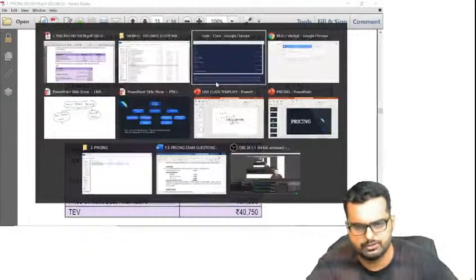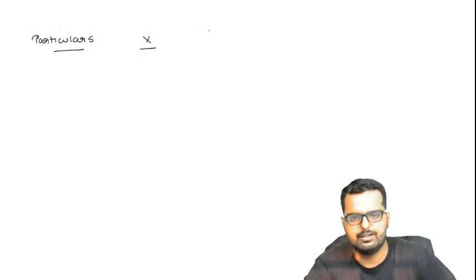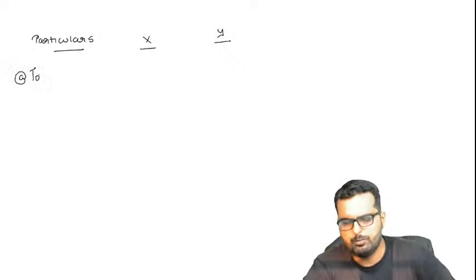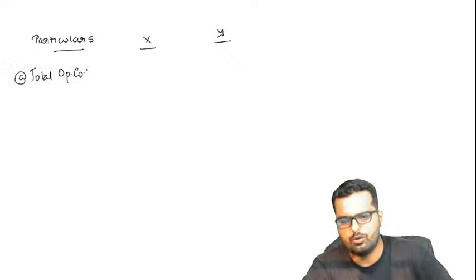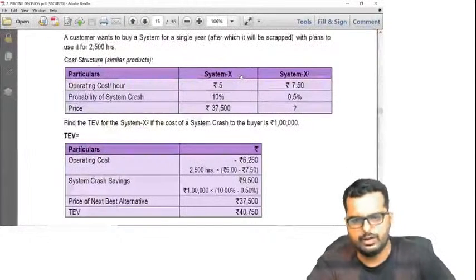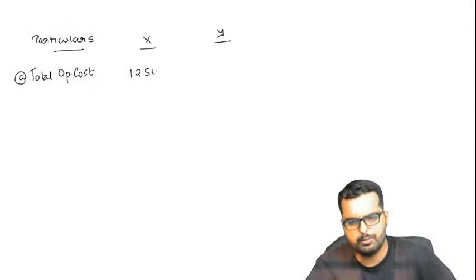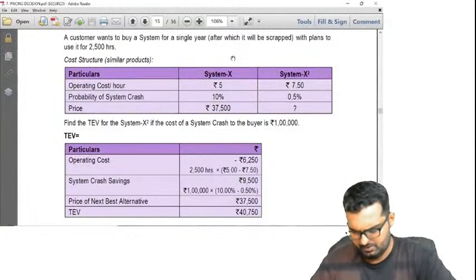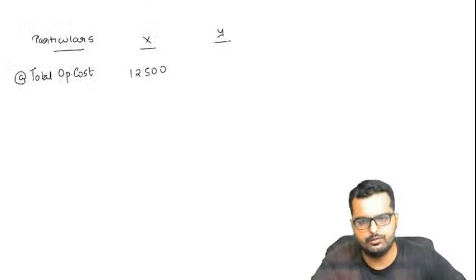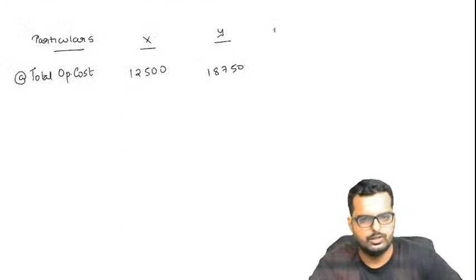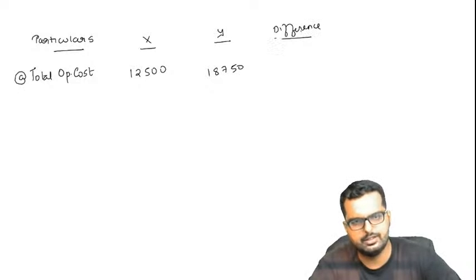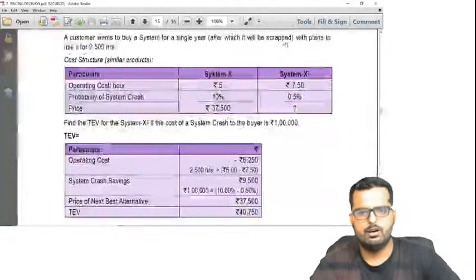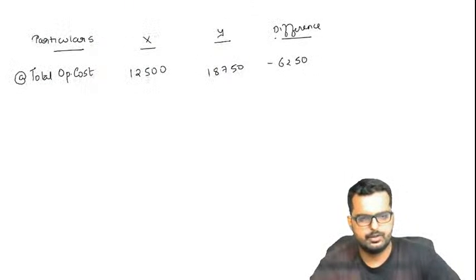Why? Because I'll take a fresh page and just write down particulars. X, Y. Point number A would be total operating cost. What is the operating cost for X? 5 into 2500 would be 12,500 rupees. But for Y it will be 7.5 into 2500, that is 18,750. So the differential what you get over here is turning out to be how much? Minus 6250. Correct?